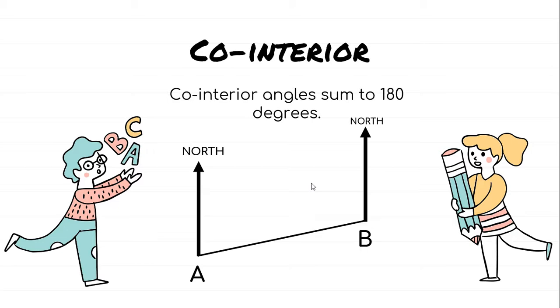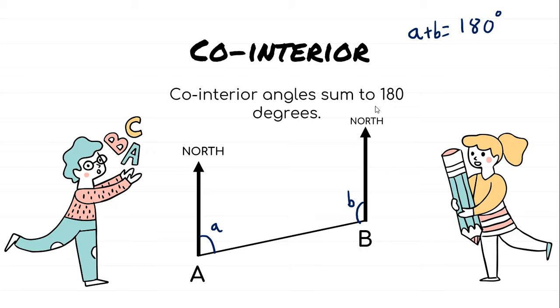Here's an important fact about parallel lines. When you have parallel lines, the co-interior angles sum to 180 degrees. What that means is this angle here and this angle here add up to be 180 degrees. That's true whenever you have parallel lines.